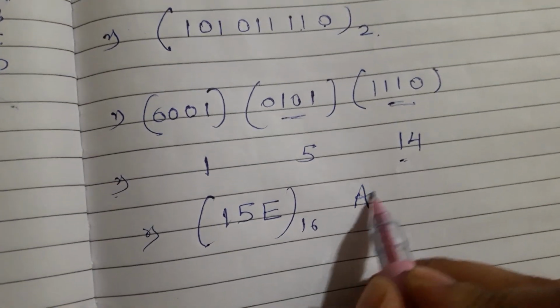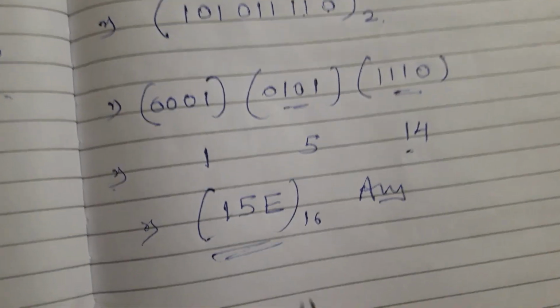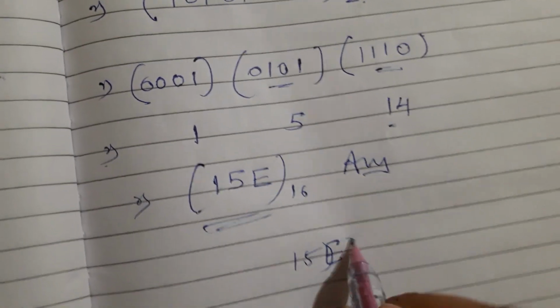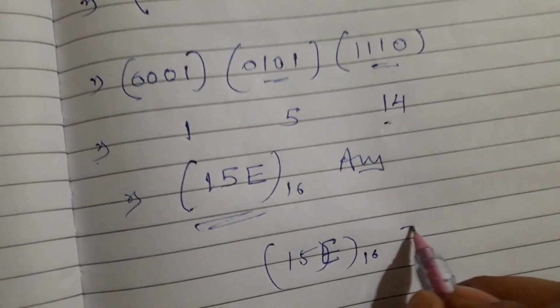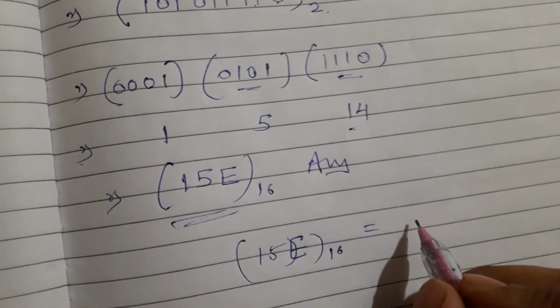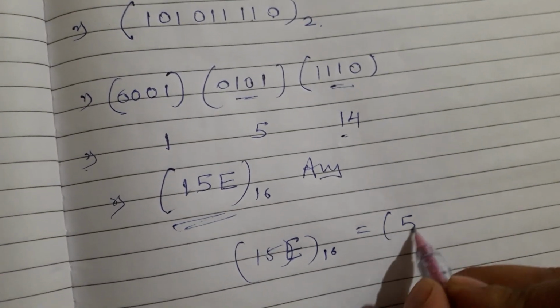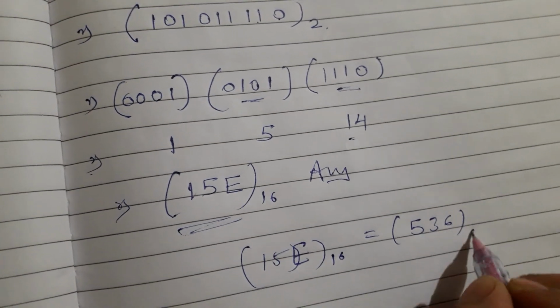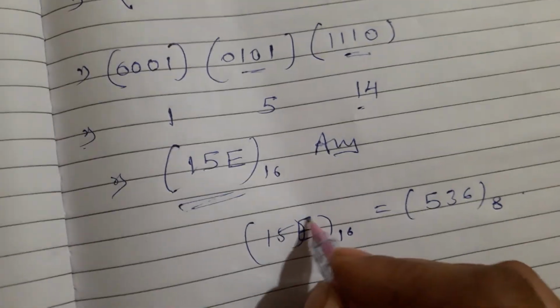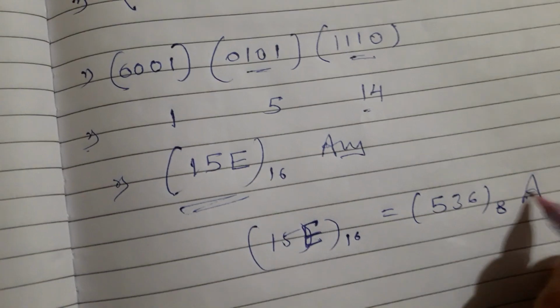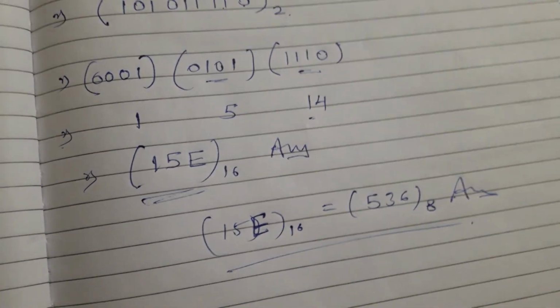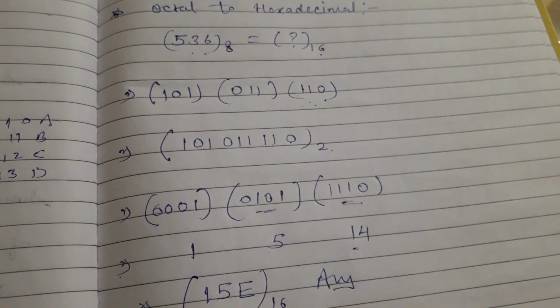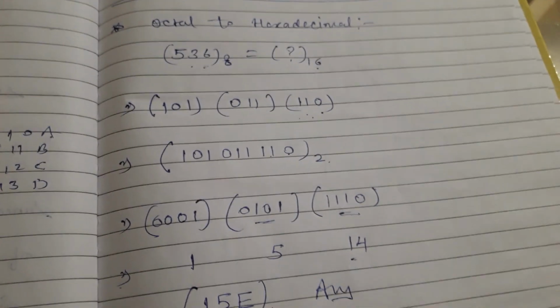So that is my answer, and 15E is equivalent to 536 base 8. This is E, and it is my equivalent checking answer. So you can see, this is the simple procedure to convert octal to hexadecimal form.